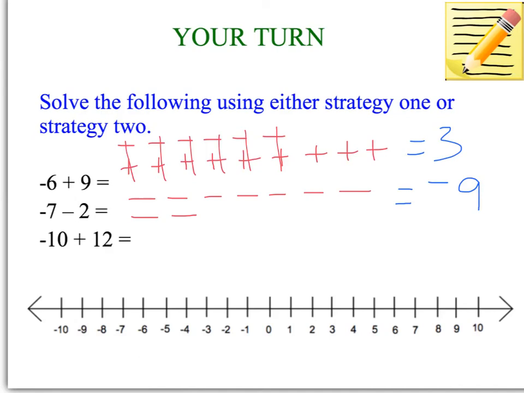Alright, now the last one, I'm going to use the number line for this one. Negative 10, so we're starting on there, and we're adding 12, so we're going to the right, right to add, so remember RAD. Okay, 1, 2, 3, 4, 5, 6, 7, 8, 9, 10, 11, 12. Okay, so you can see that negative 10 plus 12 equals 2. Okay, good luck with your work.